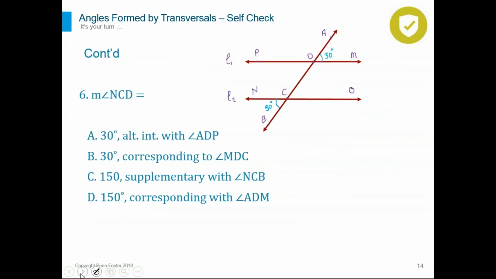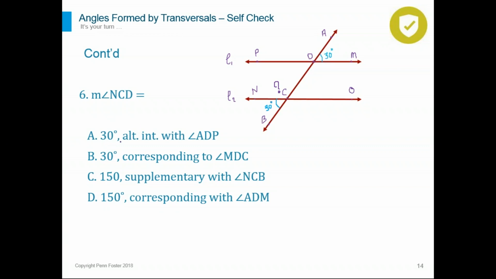Next question, the same figure. So far we know that this is 30 and this is 30. The question now is asking, what is the measure of the angle NCD? NCD is this angle. So which relationships am I able to use given that the lines are parallel, there's a transversal, and there are two angles I know the measure for?